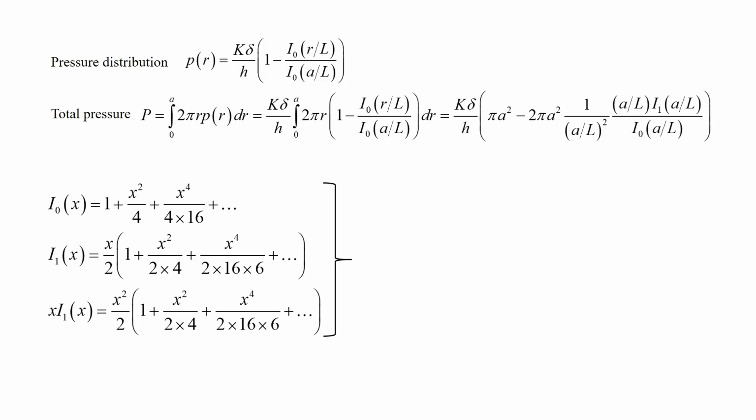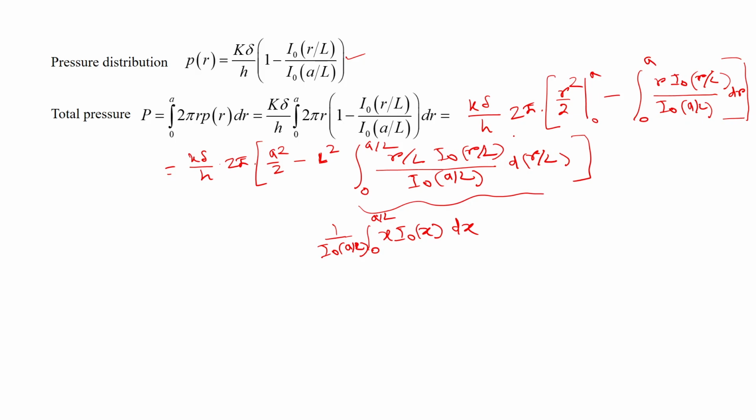So whatever I wrote there is over here basically, and here I have K delta by h, and this is pi a squared. So pi a squared comes from here. Here I have divided by a squared and multiplied by a squared, and let me write it over here and then go to the next slide.